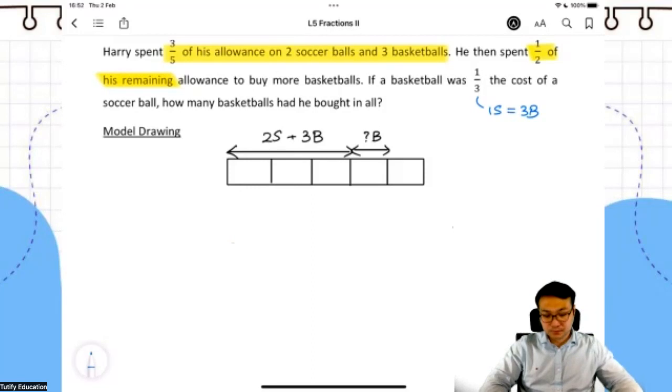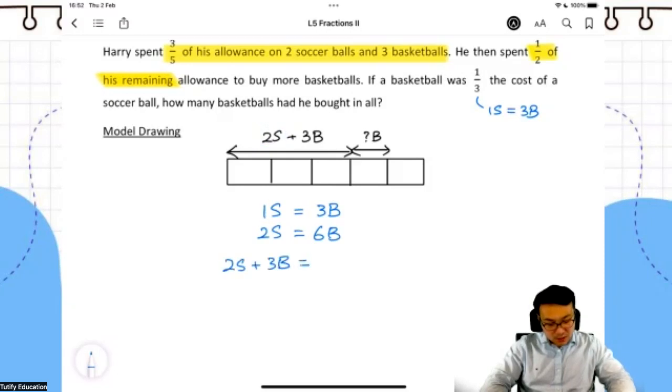So now, look here. Do you notice that there's 2 soccer balls here? Why not I change them into basketballs? 1 soccer ball equals 3 basketballs, right? So 2 soccer balls should be equal to 6 basketballs. So that means 2s plus 3b should now be, see, this is 6b, right? What is 6 basketballs plus 3 basketballs? That means it should be 9 basketballs. Okay, everyone agree? If you have questions, just raise your hand.